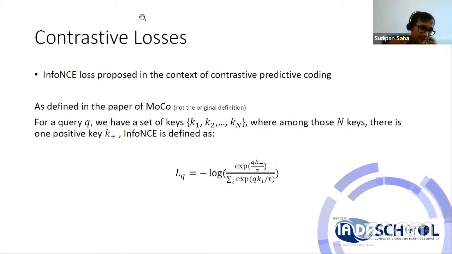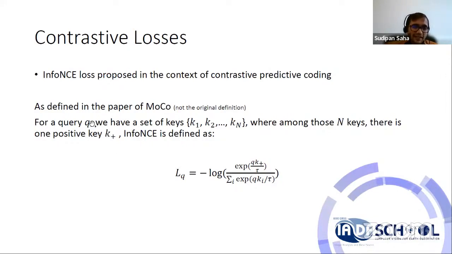One of the loss variations which is quite popular recently is the InfoNCE loss. InfoNCE loss itself has different variations if you read different papers. The one I'm showing you right now was defined in the MoCo paper, one of the most popular self-supervised learning papers. It says that for a query q, we have a set of keys k1, k2, up to kN, out of which only one is a positive key, k plus, with the same label as q, whereas the others are all negative keys.